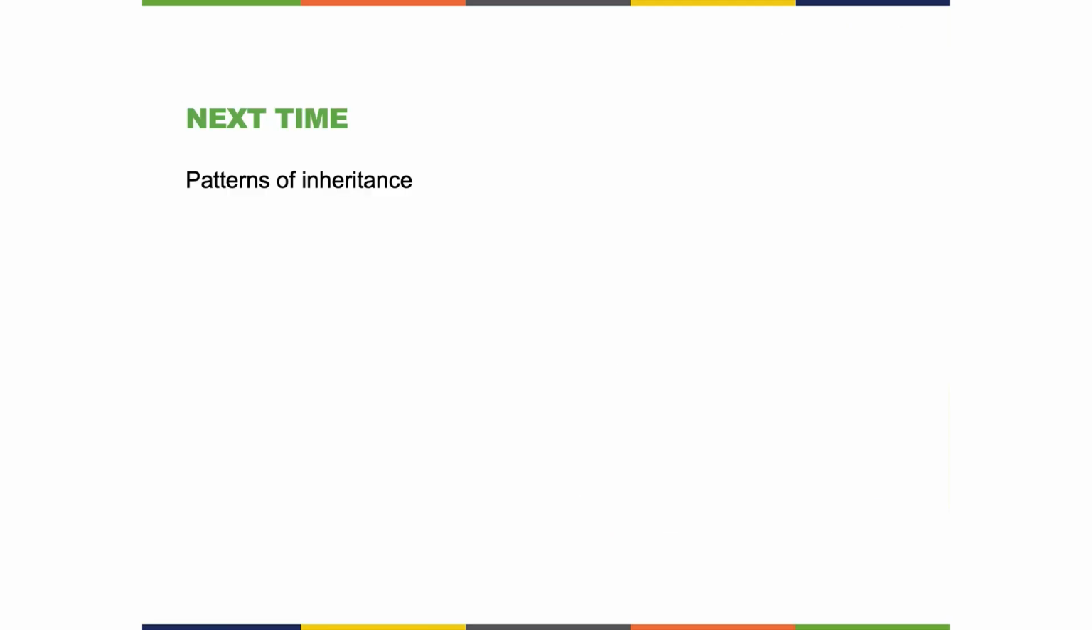So next time, we're going to break into Chapter 8, and we're going to look at patterns of inheritance, and find out why you can look very much like your siblings or nothing at all like your siblings, but still share the same parents.